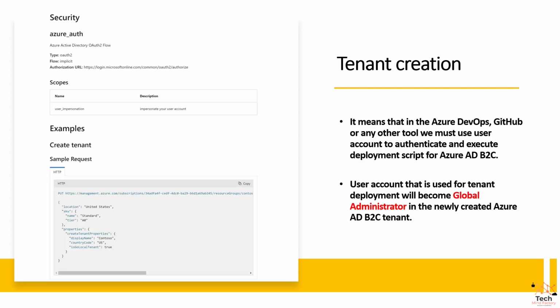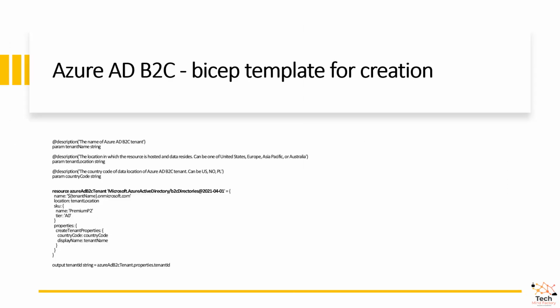So that's why this is like an exception. In a typical deployment scenario, obviously, you would create service principal in the Azure AD, assign specific RBAC role, and then use this service principal in the service connection in the Azure DevOps, for instance, yeah? But in this case, this is different approach. So that's why we need this user account, because this user account will become global administrator in the newly created B2C tenant. Okay, perfect. So now going further, there are automation options.